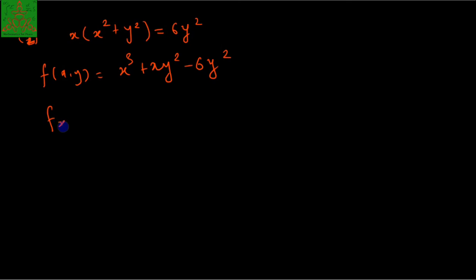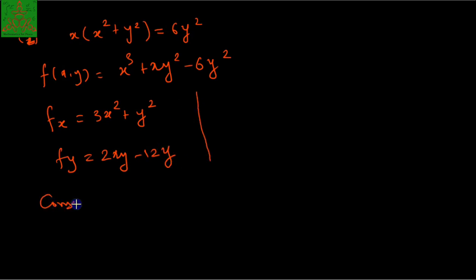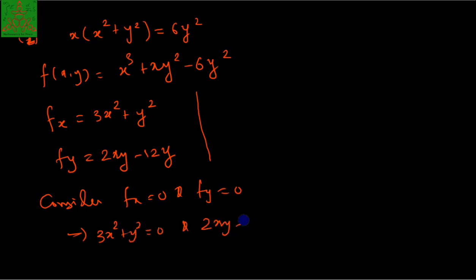First I need to calculate fx, that is 3x squared plus y squared, and fy equals 2xy minus 12y. Now you have to consider fx equal to 0 and fy equal to 0. Since fx is 0, 3x squared plus y squared equals 0, and 2xy minus 12y equals 0. So 2y is common out, and inside the bracket we have x minus 6 equal to 0.